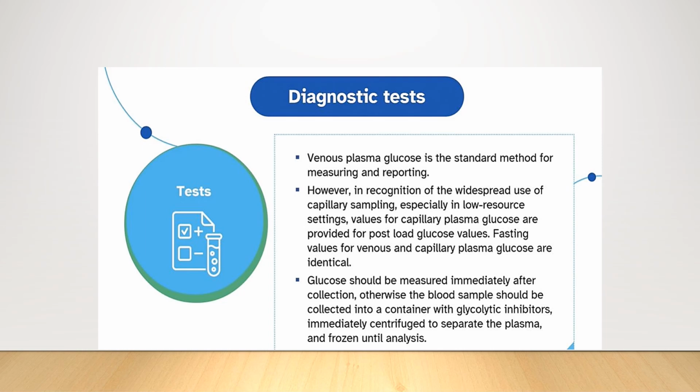Glucose should be measured immediately after collection. Otherwise, the blood sample should be collected into a container with a glycolytic inhibitor, immediately centrifuged to separate the plasma, and frozen until analysis.